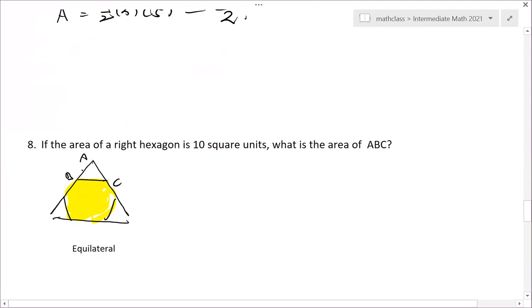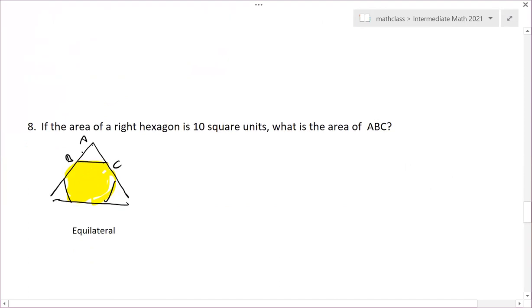Okay, let's take a look at the next problem. We are given an equilateral triangle, and then I cut 3 small triangles at 2 points. Then what I get is a hexagon. So what I know is the area of the hexagon is 10 square units. So what is the area of the triangle ABC?